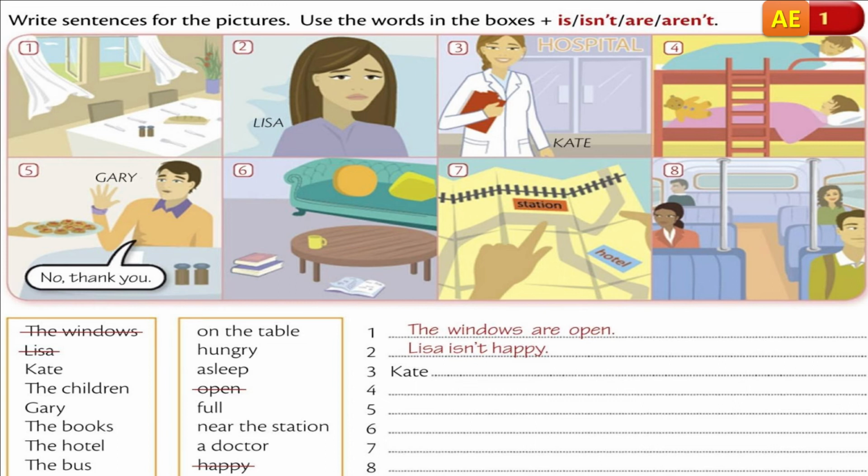Number 3. Kate is a doctor. Number 4. The children are asleep. Number 5. Gary is not hungry. Number 6. The books are not on the table. Number 7. The hotel is near the station. Number 8. The bus is not full.